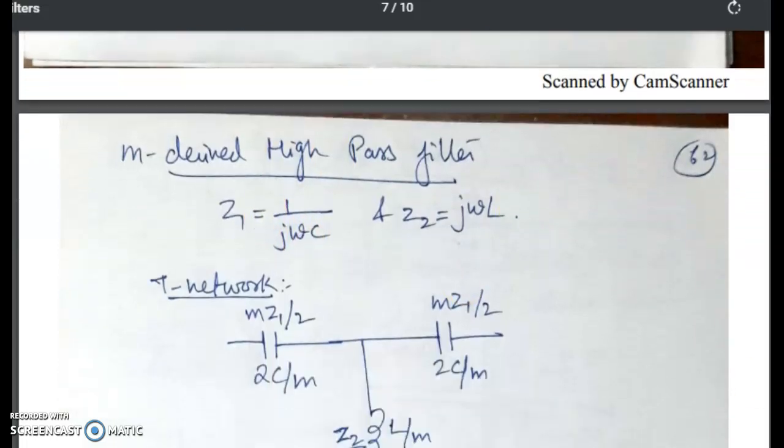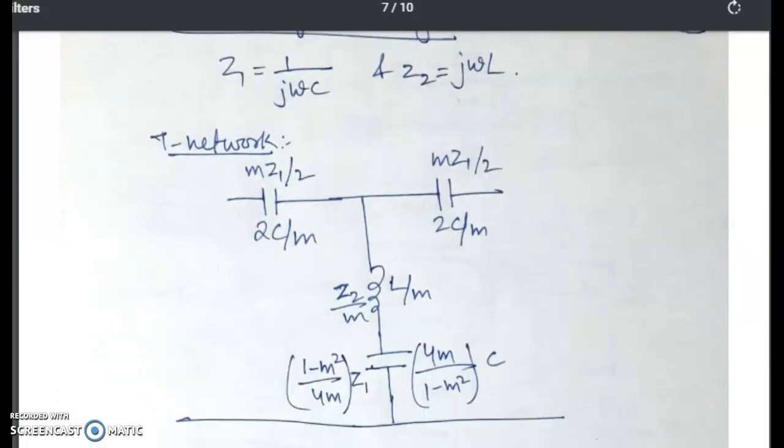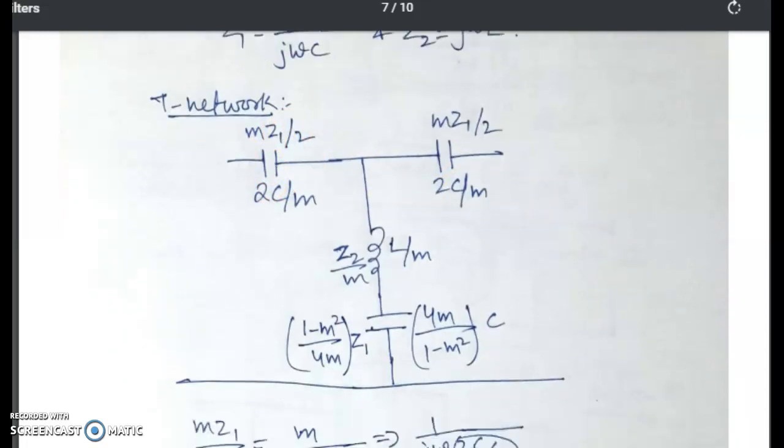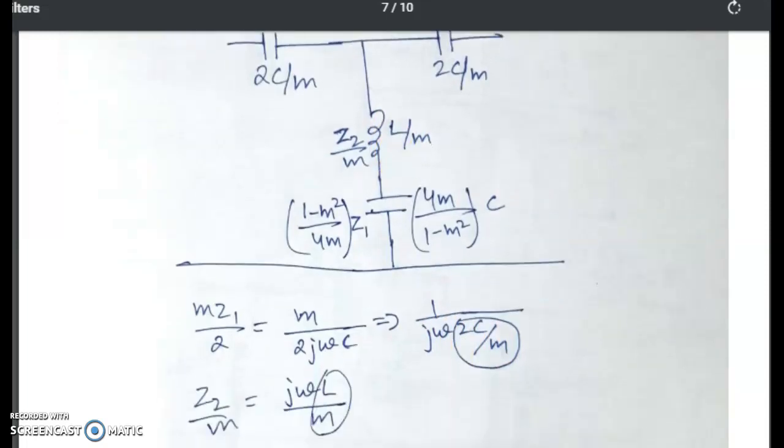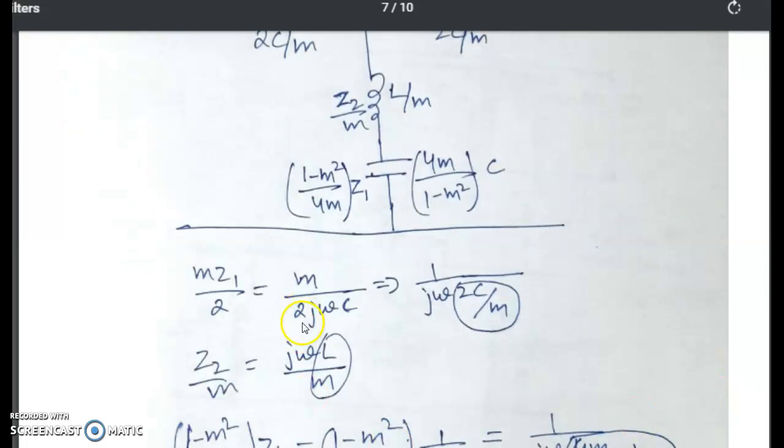So when we see the T network, the circuit will be mZ1 upon 2. Here I had equated it. mZ1 upon 2 means, Z1 is equal to 1 upon j omega C. After separating this j omega, we see that the capacitance value is equal to 2C by m. Similarly, Z2 upon m, where Z2 is the inductive impedance, is equal to j omega L upon m. That means inductance is equal to L upon m.